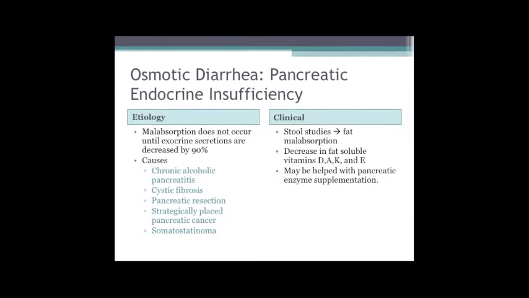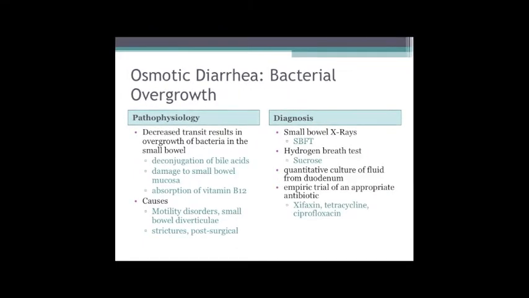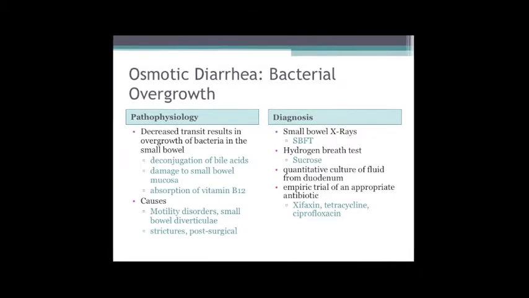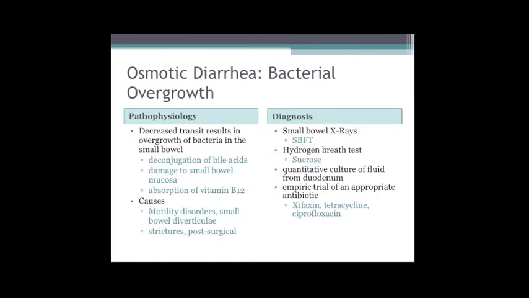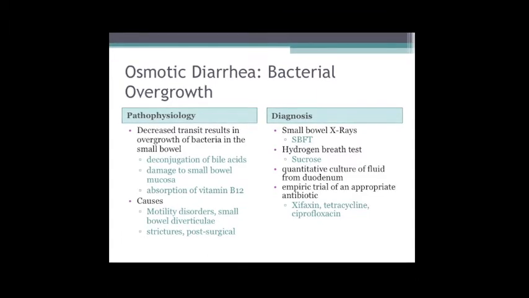enzyme supplementation. With bacterial overgrowth, as I said, you get a deconjugation of bile salts. You will get secondary damage to the small bowel mucosa, and the overgrowth bacteria absorb B12, so the patient may be B12 deficient in patients presenting with bacterial overgrowth. Diabetes is a big cause, but also small bowel diverticula and post-surgical strictures.